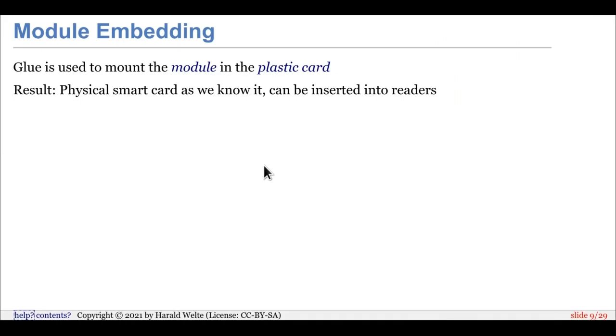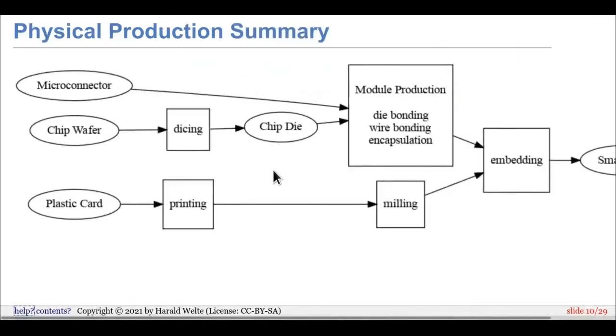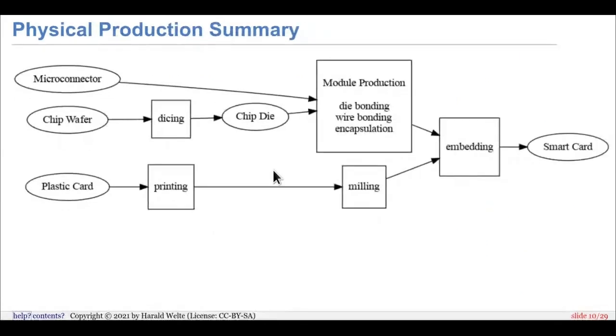And that's for the physical side. So if we try to summarize that on one screen, we have this again here. We have the microconnector, and the chip wafer that gets diced, and we have a chip die. Those two are combined in the module production: die bonding, wire bonding, encapsulation. And we have the plastic card that gets printed and milled. All of this goes through the so-called embedding, and in the end, we have the physical smart card.